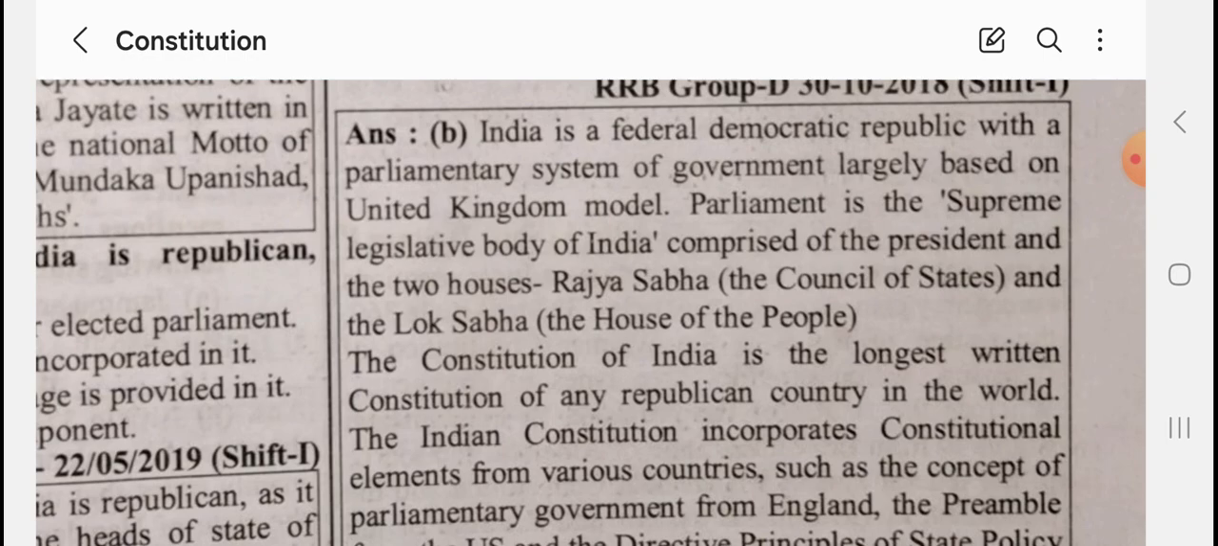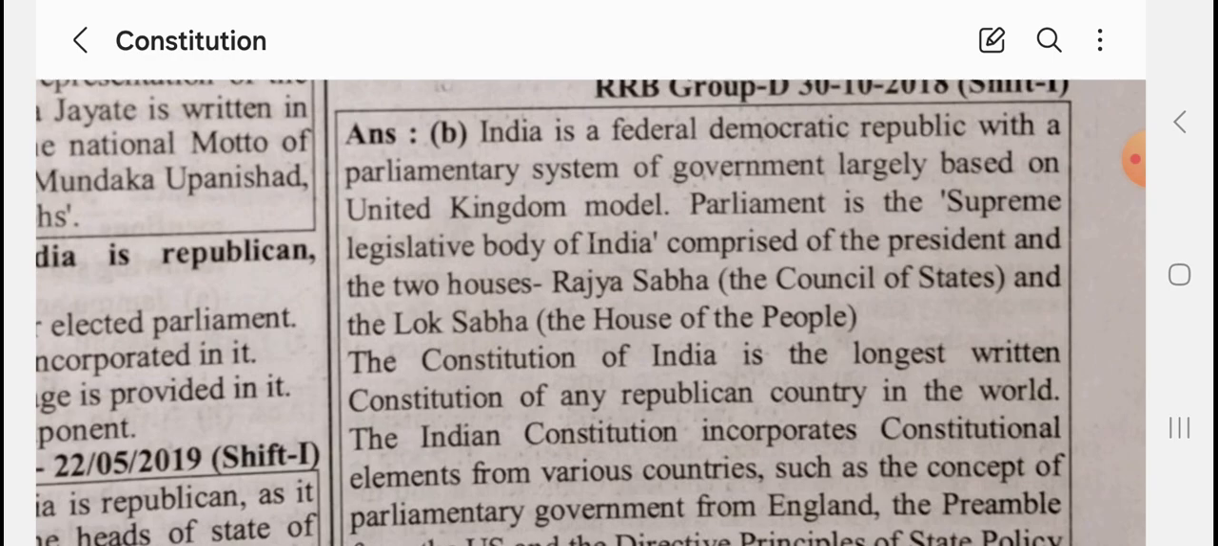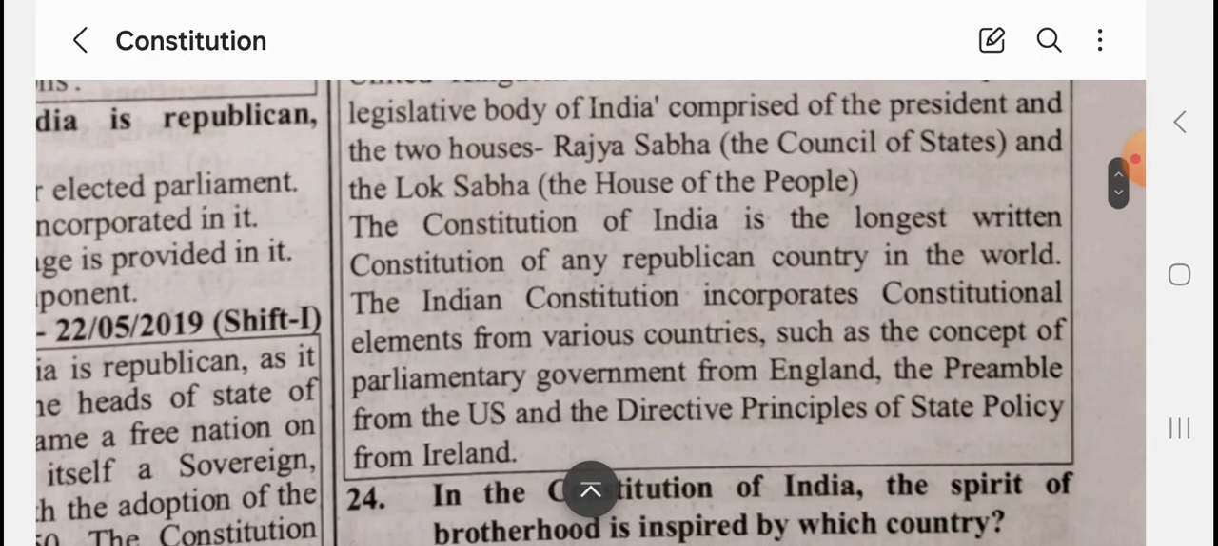The Indian Constitution incorporates elements from various countries, such as the concept of parliamentary government from England, the preamble from the US, and directive principles of state policy from Ireland. The first written constitution of the world is of the American country, which was in 1786.